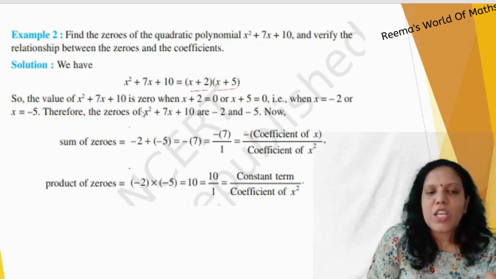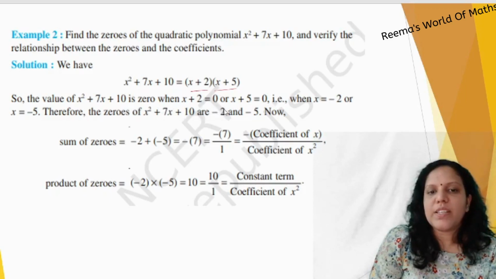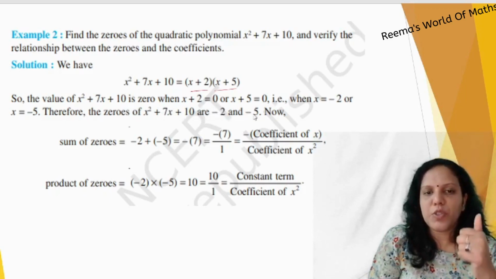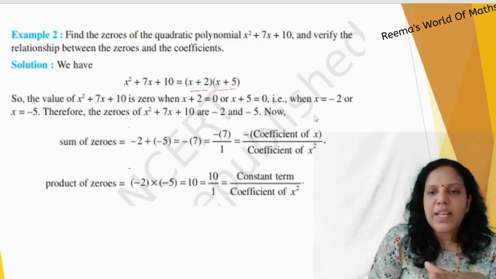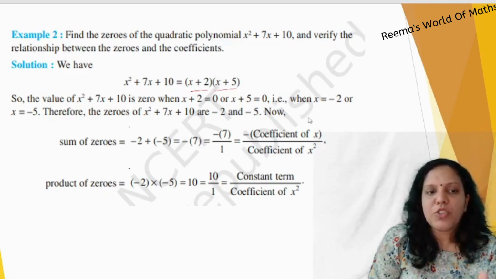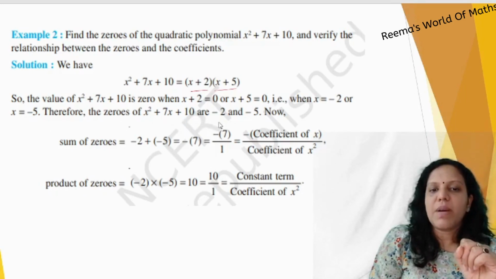So we can say the value of this polynomial x squared plus 7x plus 10 is 0 when x plus 2 is equal to 0 or x plus 5 equal to 0, that is, when x equal to minus 2 or x equal to minus 5. So therefore the zeros of this polynomial x squared plus 7x plus 10 are minus 2 and minus 5.